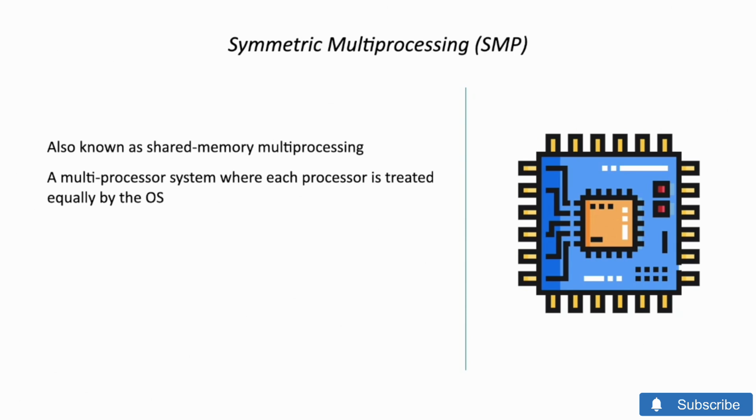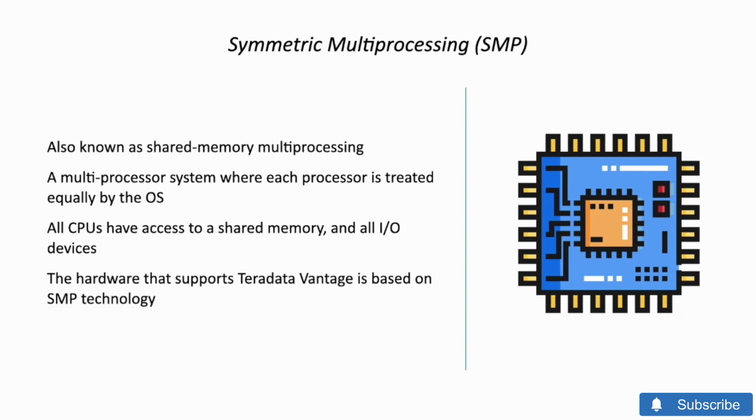So while the processors may not be exactly the same, they will be treated as such. All CPUs have access to the same shared memory as well as I/O devices, so symmetry is assumed in this regard as well. And as you may have guessed, the hardware which is used to support Teradata Vantage is based on symmetric multiprocessing. So in short, each CPU is just as likely as any other in the system to be assigned a particular task.